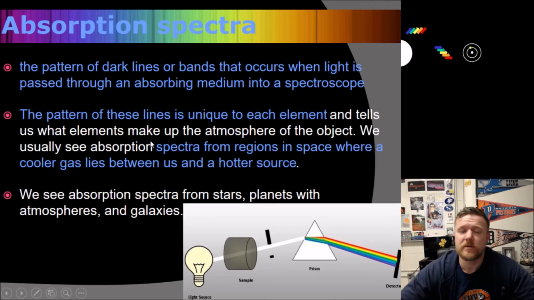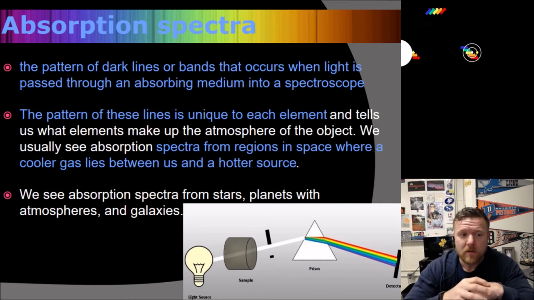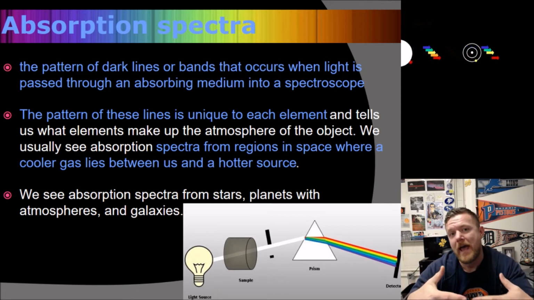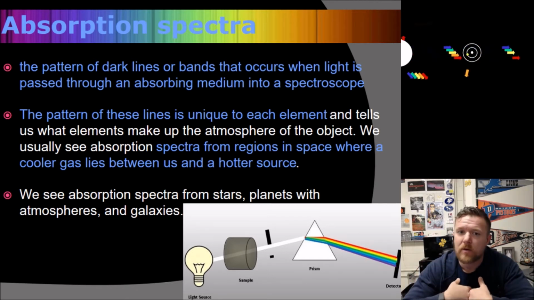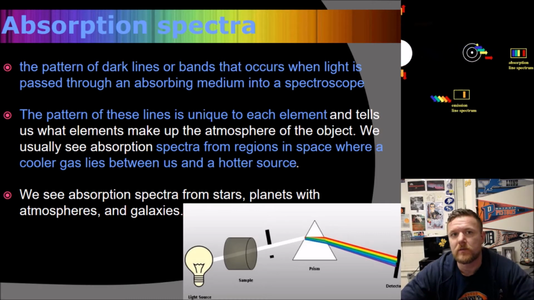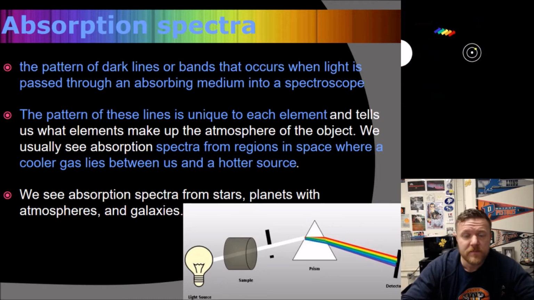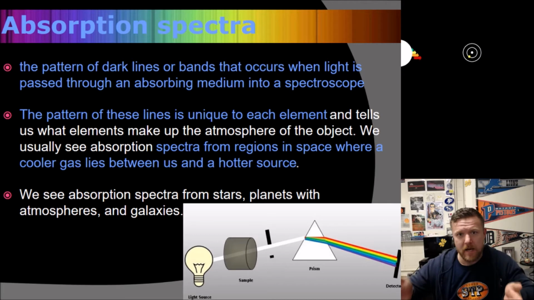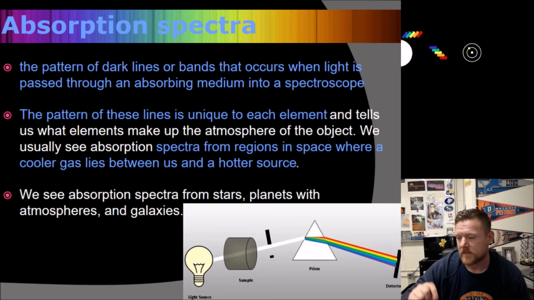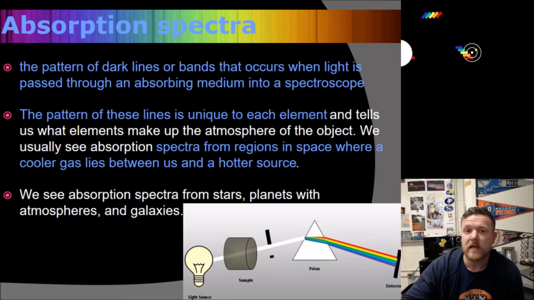The absorption spectrum is when light goes through a colder gas. Some of that light is absorbed and doesn't make it all the way to our detectors. The absorption spectrum then are those dark lines, and those dark lines are going to show up in the same places and can actually tell us which elements are in a distant object.